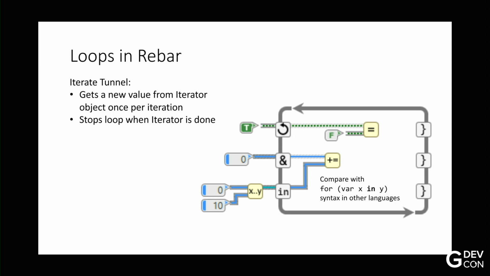And then instead of the auto-index tunnel, there's a more general substitute called the iterate tunnel. What the iterate tunnel does is it takes an object that implements a trait called iterator, and I'll say more about that in a second, and says, for each iteration of the loop, I will get one more value from this iterator, the next value from the iterator, and then once the iterator is done, I'll stop the loop. So it behaves similarly to the auto-indexing tunnel in the for loop, except that it can work on more than just arrays.